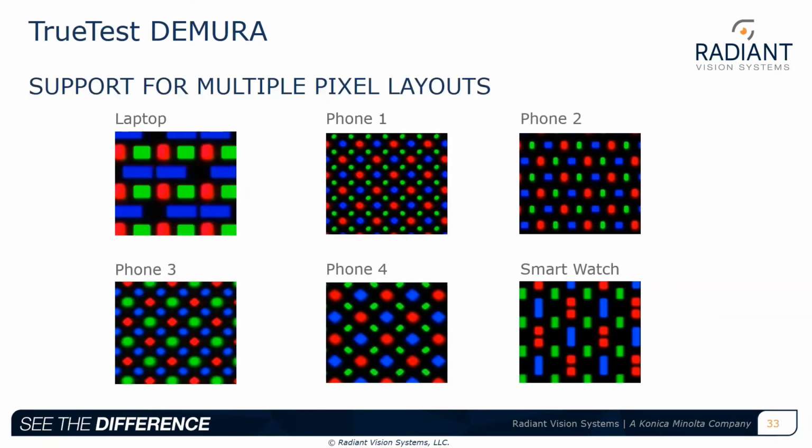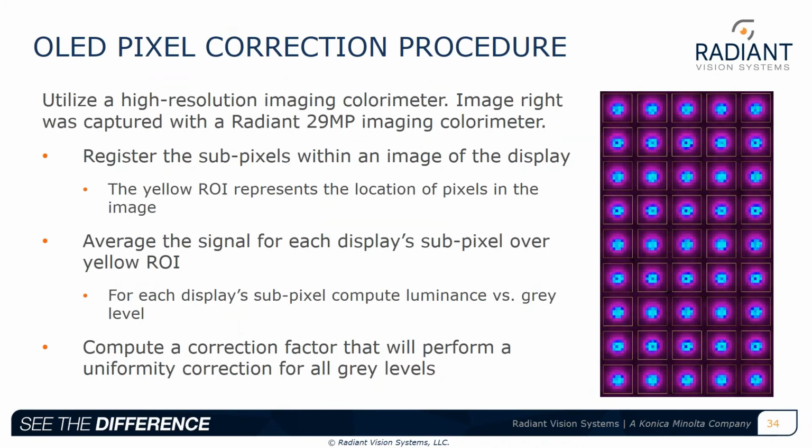Here again we see the variability of OLED displays from device to device. Using TrueTest Demura, we can easily and automatically set ROIs for each display pixel. The OLED pixel correction procedure utilizes a high-resolution imaging colorimeter. The image on the right was captured with a 29 megapixel imaging colorimeter.